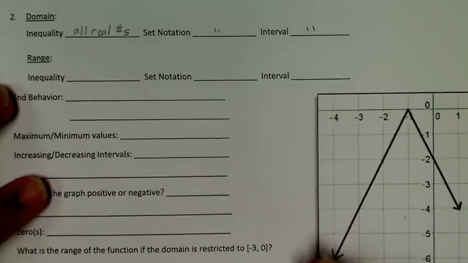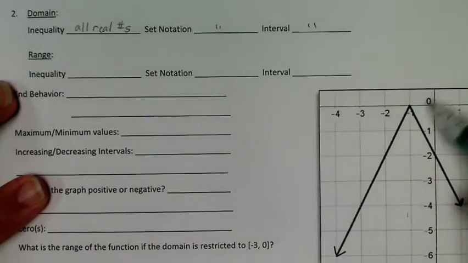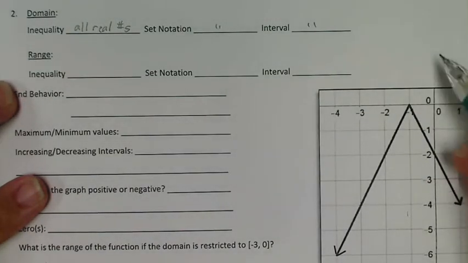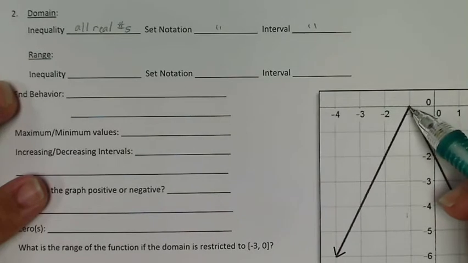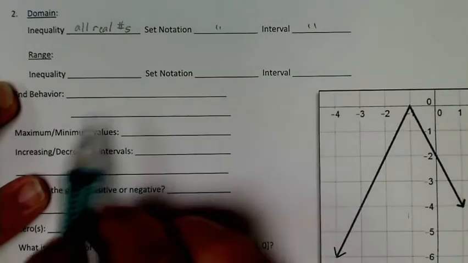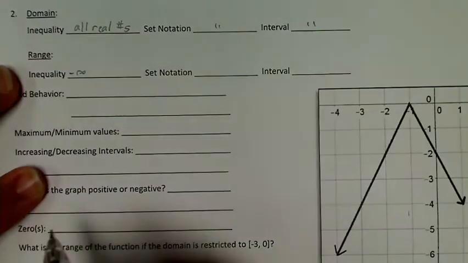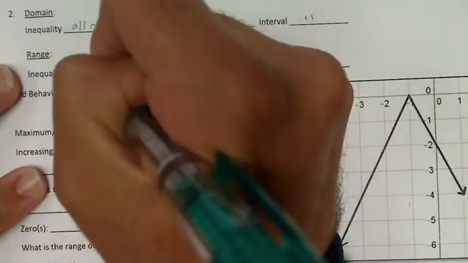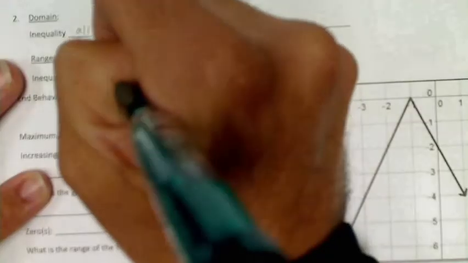What about the range? Well, the range is not all real numbers because it doesn't go forever in the positive direction, in the up direction. So it has a max here. So in inequality notation, I could write the range starts from negative infinity and goes to 0, included.